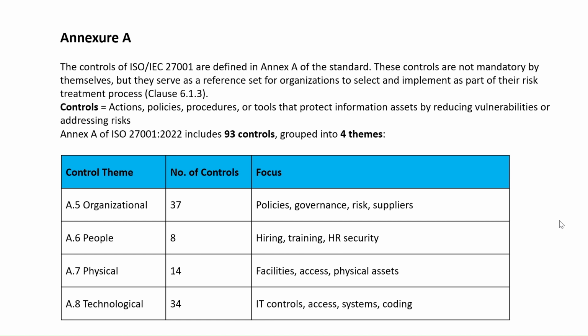The organizational theme includes 37 controls, and it primarily focuses on policies, governance, risks, and suppliers. Whereas the people theme has 8 controls, and it's more about people management. So they focus on hiring, training, HR security, and things like that. The physical theme primarily focuses on physical security. So it emphasizes the security of facilities, access, and physical assets. The technological theme has 34 controls, and it includes all the technical controls like IT controls, access systems, coding, etc.